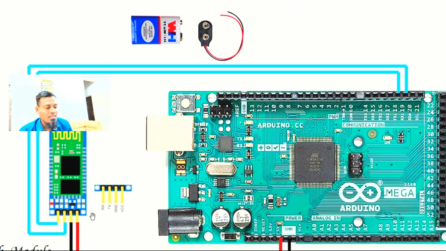Again I am mentioning, this TX RX should not be connected to pin number 0 and 1, because when you connect the motor driver shield, these pins will become engaged by the motor driver shield. So you should not connect it here, you have to connect it here.